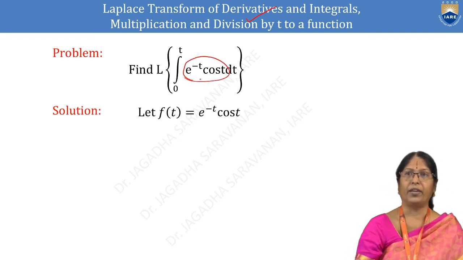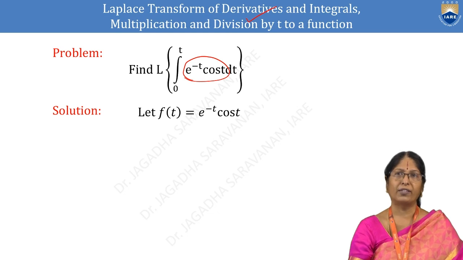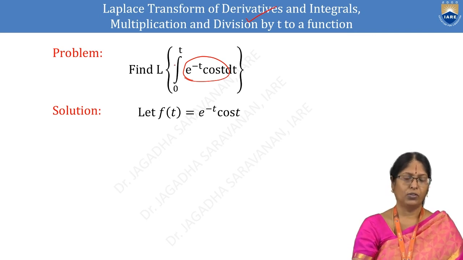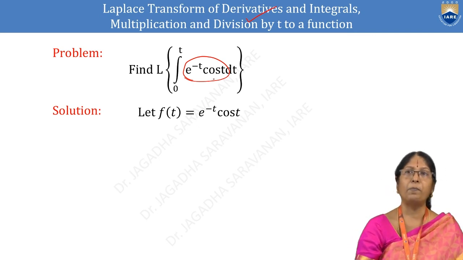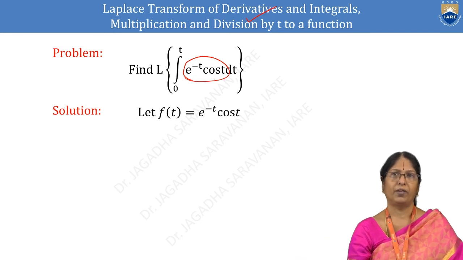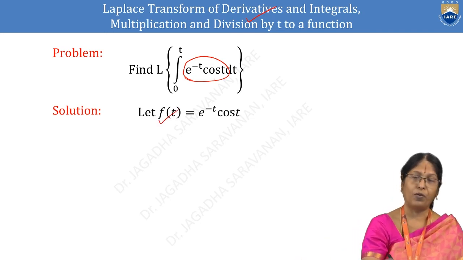This first we are taking, that is e power minus t cos t. Finally, we will concentrate on that integration. So suppose the question is only e power minus t cos t. That we are taking as f of t.